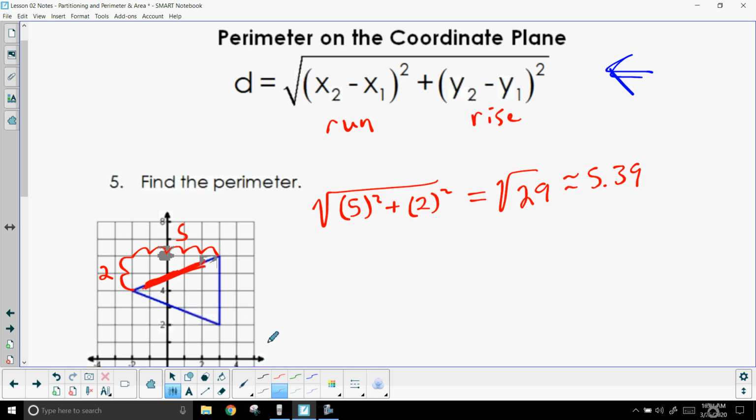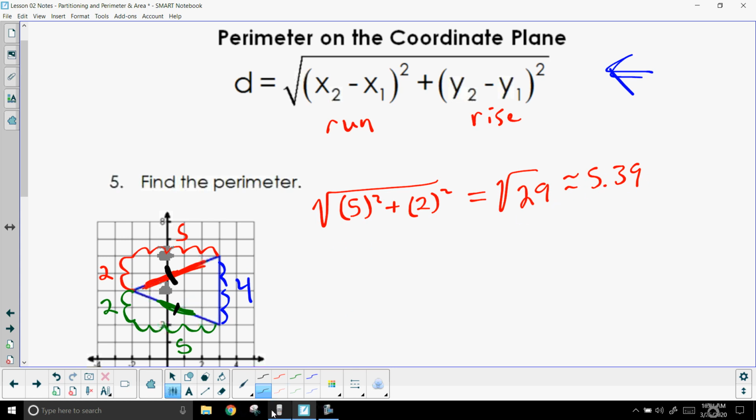And look, the blue side, we can just count. 1, 2, 3, 4. That side's done. I'll make this side green. 1, 2, 1, 2, 3, 4, 5. Guys, look, they're the same numbers. This side is going to be what we call congruent to this side. So we just have to double that answer.